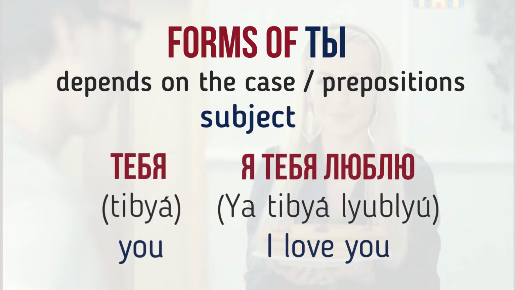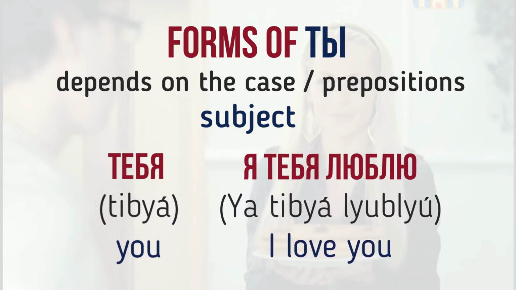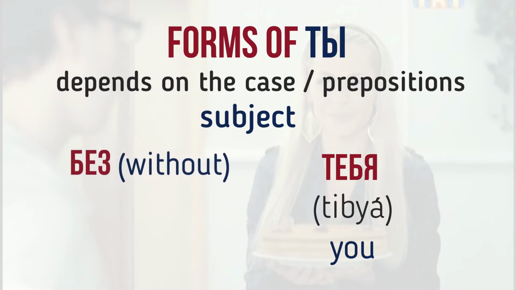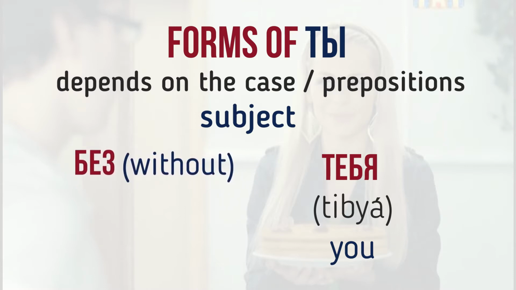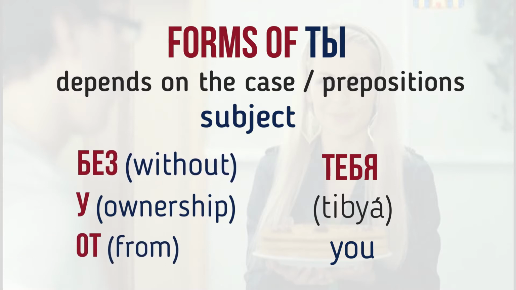One of the forms of ты is тебя, and a good example to know is я тебя люблю. You can also use тебя with some prepositions. For example, без, which means without, без тебя, without you. У, which signifies ownership, у тебя, meaning that you have something. От, which means from, от тебя, from you.